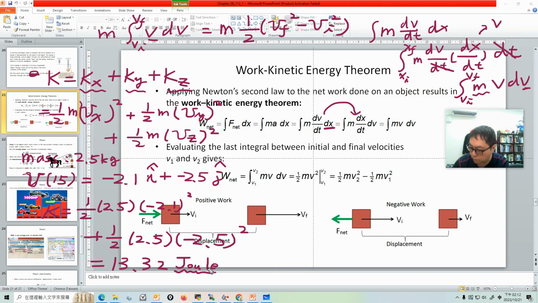There are some examples in the textbook. I think they are pretty easy, so I don't want to address them more. You can practice by yourself. These problems are almost like the change of velocity equal to the work. You can calculate. Okay, so I'll stop the video here.